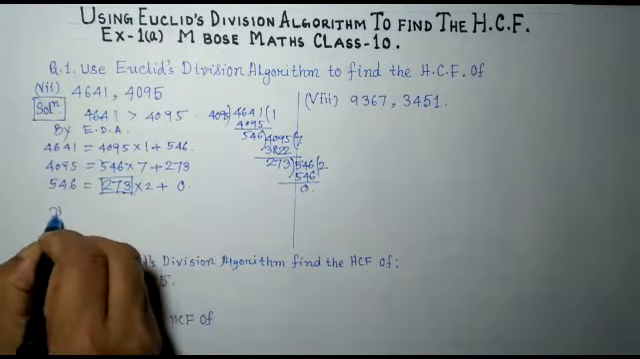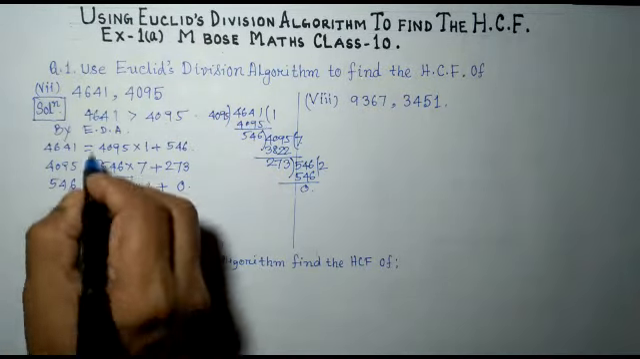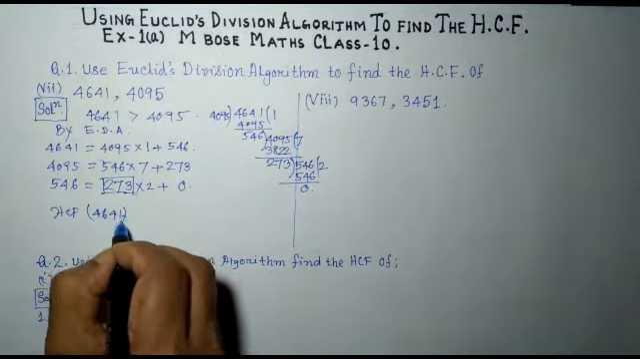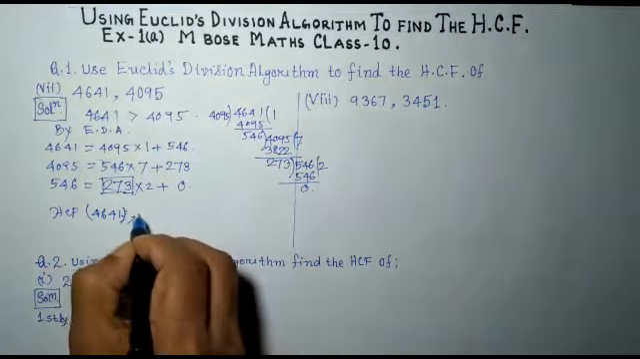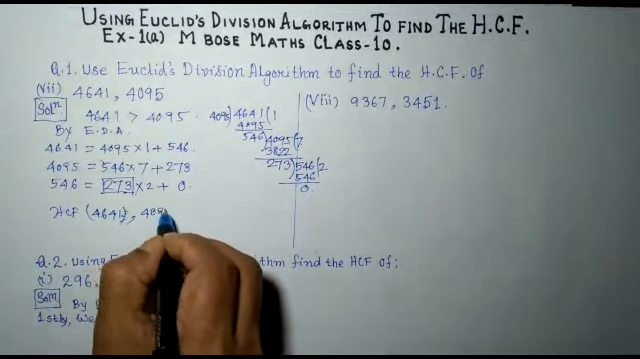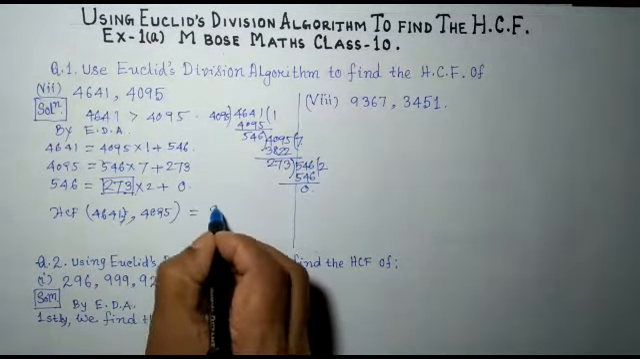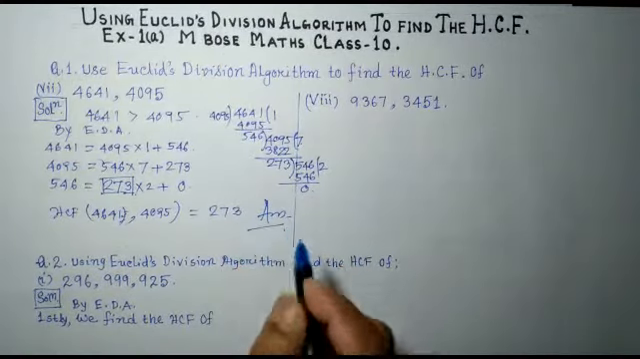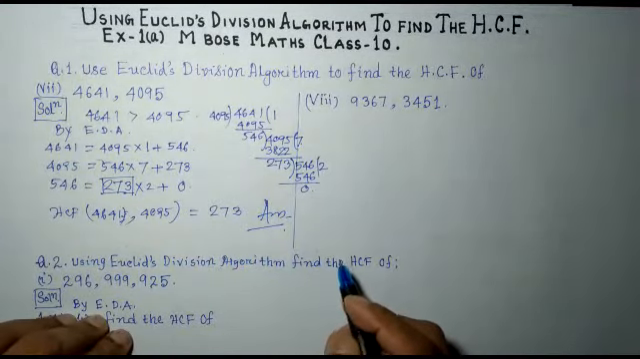So we can write: H.C.F of these two numbers, 4641 comma 4095, is equal to 273. This is the answer of the sum. So look, question number 7.